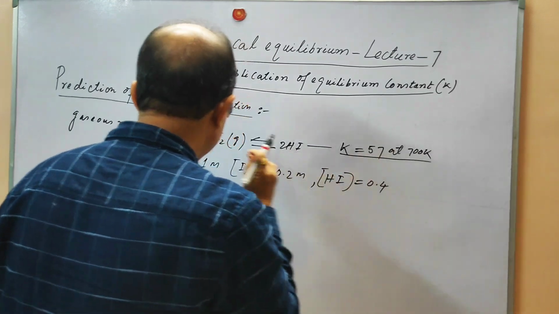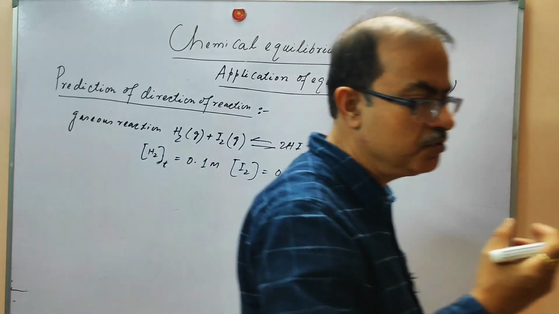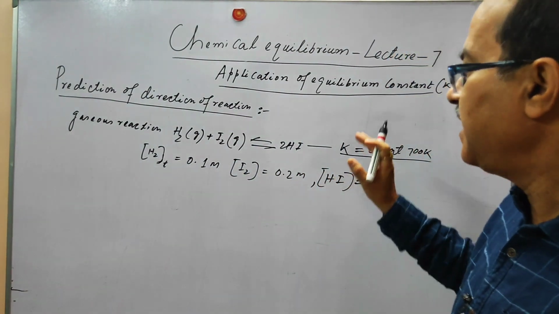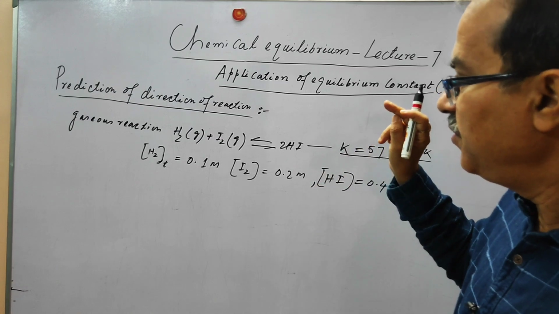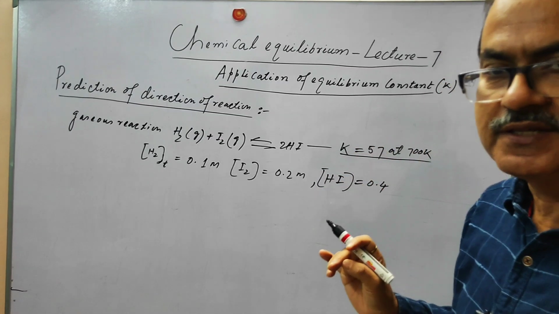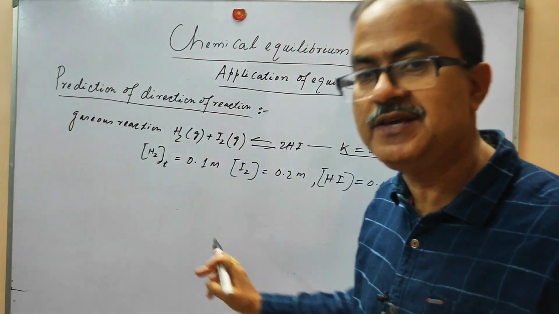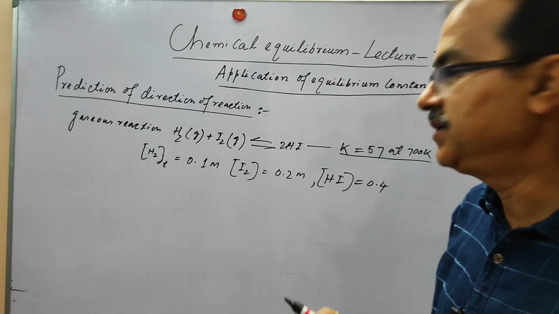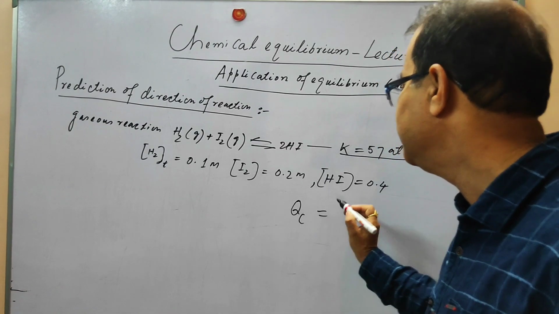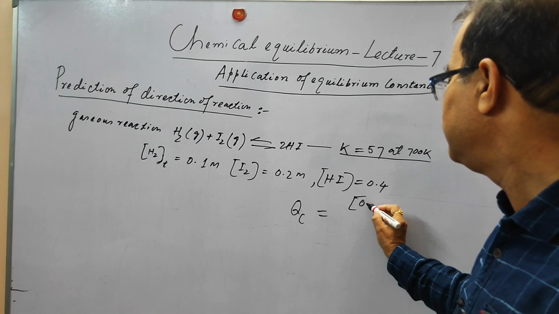You have to say, when we measure the concentration at this point, in which direction the reaction goes. Can we predict whether the reaction goes in the forward direction, the backward direction, or is in equilibrium? How can we calculate? For that, you have to calculate the reaction quotient.